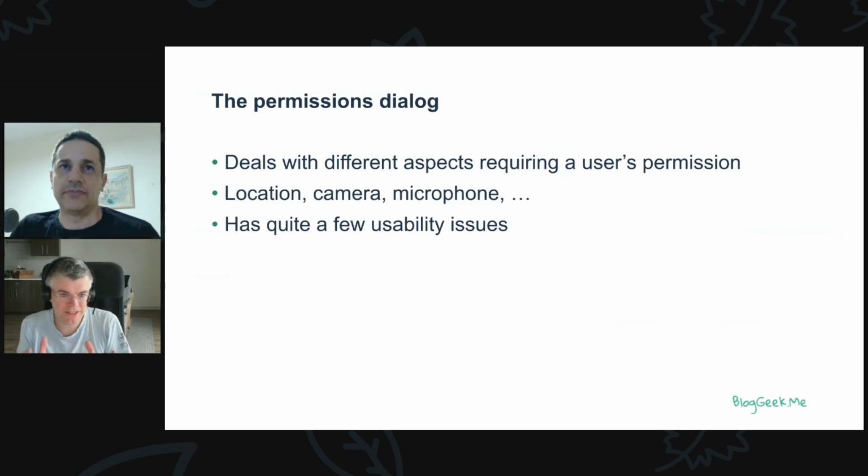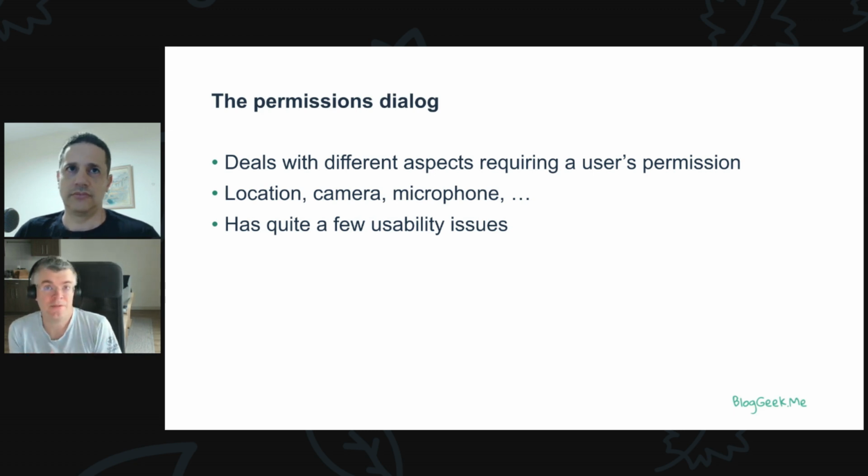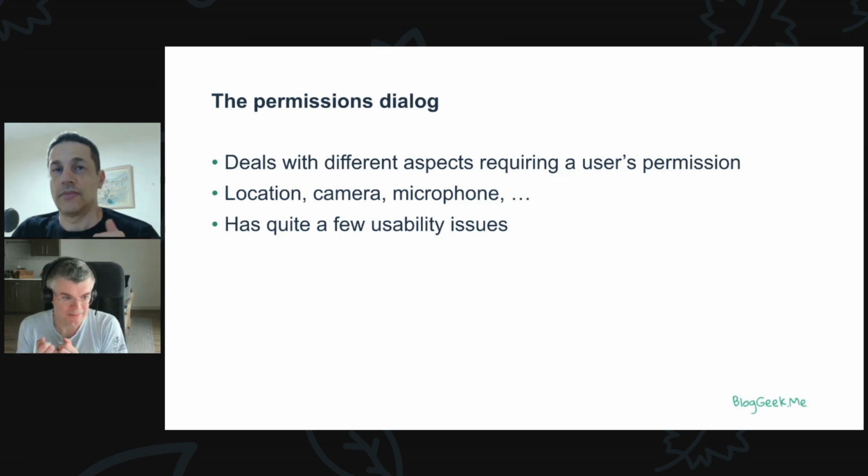So we have this permissions dialog, which you most likely have seen when you call GetUserMedia for the first time. And the whole permissions topic deals with different aspects of requiring a user permission. The biggest problem we have is every website asks you for your location, and you're like, no. Video conferencing websites also ask for your camera and microphone, and they have a good reason to do that. The application we use for recording asked us this before we started. Yes, but this dialog has quite a few usability issues.